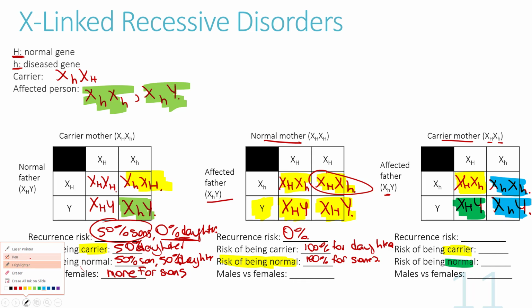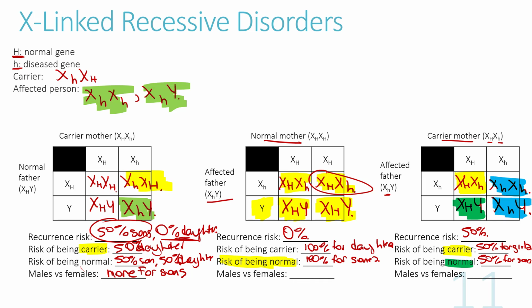So again, if you look at the overall recurrence risk, overall is 50%. Risk of being a carrier is 50% for girls. Risk of being normal is 50% for sons. And you see over here, males versus females, you've still got 50% recurrence risk for both, but whether the other 50% is carrier or normal differs between males and females.